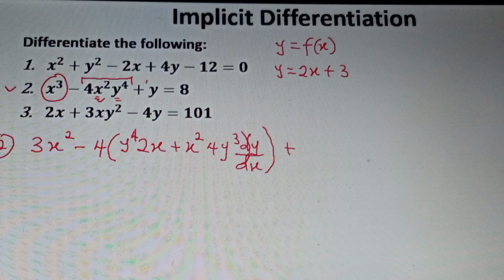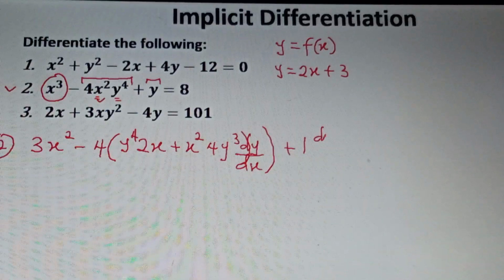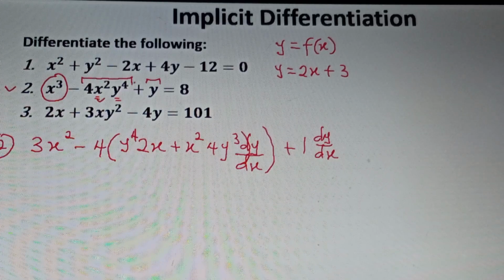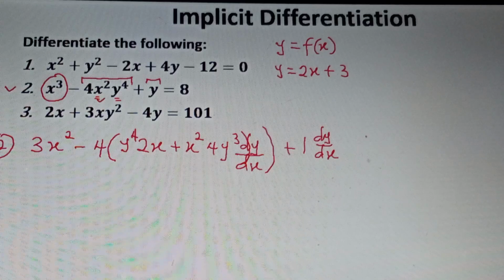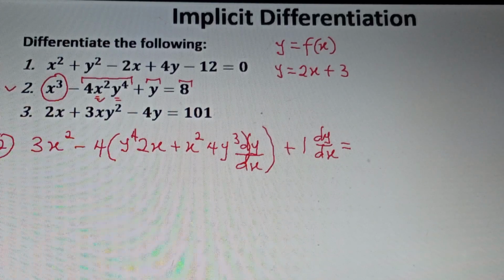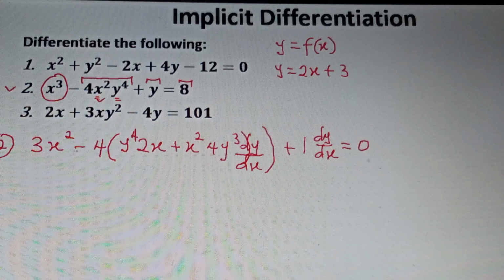Now we're going to differentiate y. Remember, when you differentiate y, you get 1. So permit me to write 1, but put the dy over dx. Remember the simple rule. Whenever you differentiate y, you write the dy/dx. So in this part where we differentiate y to the power of 4, we said 4y to the power of 3, dy over dx. And then we say equal to. Remember, when we differentiate a constant, 8, we get 0. So what we have now is 3x squared.